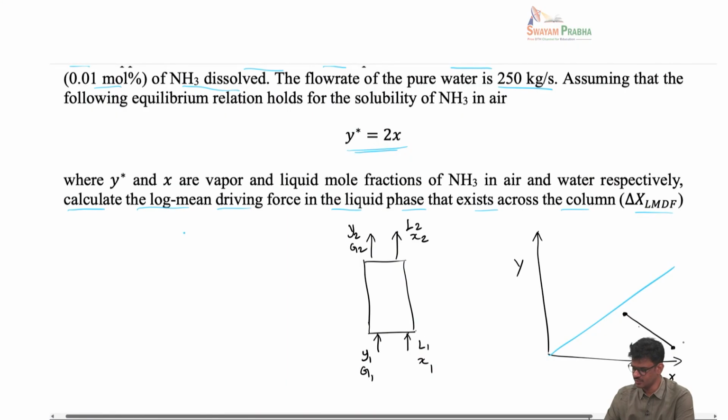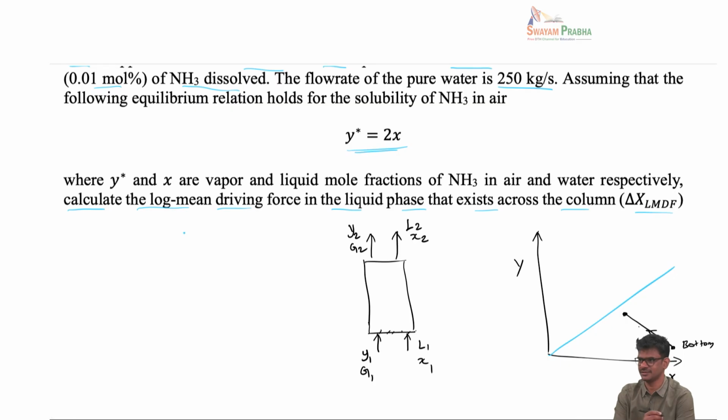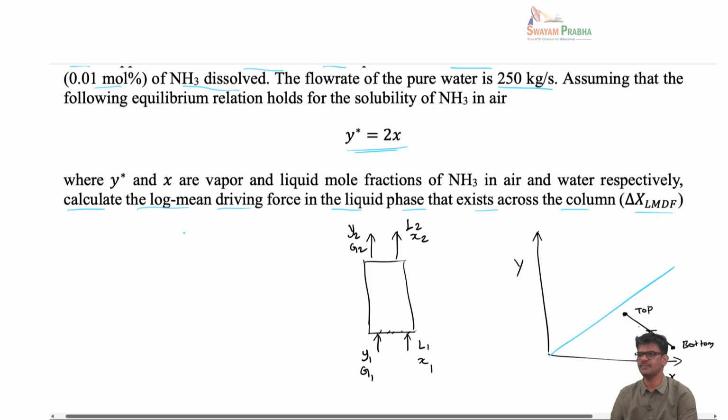Okay, so this is basically the bottom corresponding to this point, and the operation moves along this way. So the gas phase composition is increasing, but the liquid phase composition is decreasing. So that you can identify here as top. So in this problem, we want to find out this particular operating line.